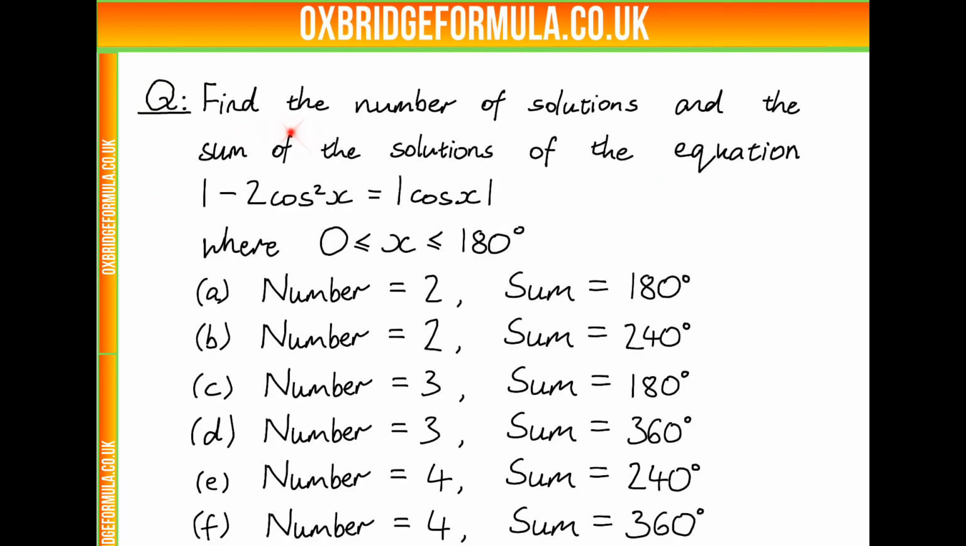The question asks us to find the number of solutions and the sum of the solutions to the equation 1 minus 2 cos squared x is equal to the absolute value of cos x, where x is between 0 and 180 degrees inclusive. We are given 6 different possibilities for the answer. Pause the video, read through these options and try to solve this question for yourself.